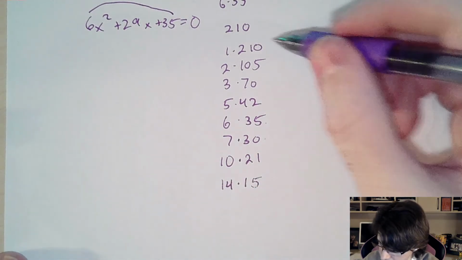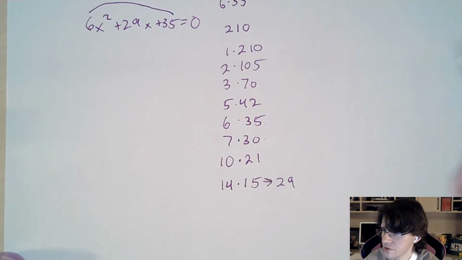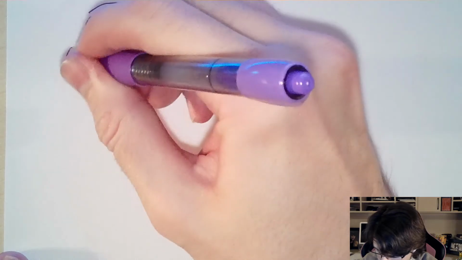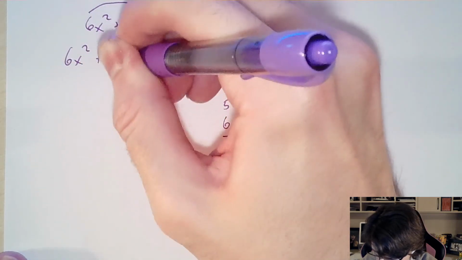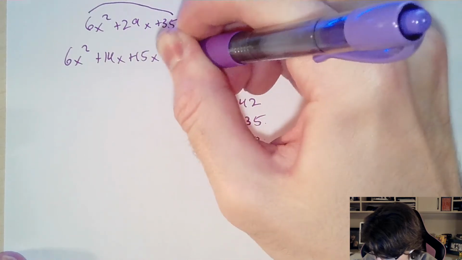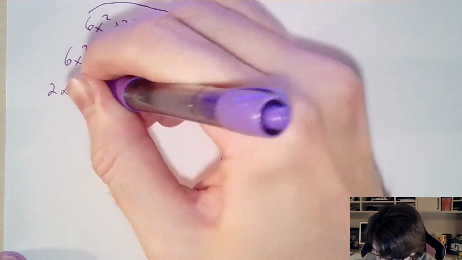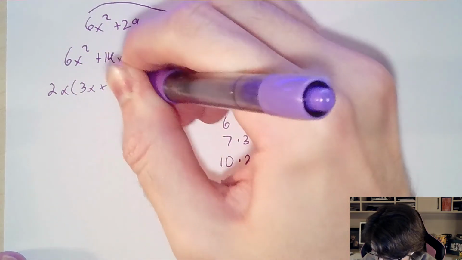14 multiplied by 15 took us all the way down to the bottom. These guys added to 29. We finally found the answer. But again, hey, you could have used that Wolfram Alpha just like I suggested. There is all the work for it. 15x plus 29 equals 0. Down the middle, factor these out. You get a 2x, be a 3x plus 7.